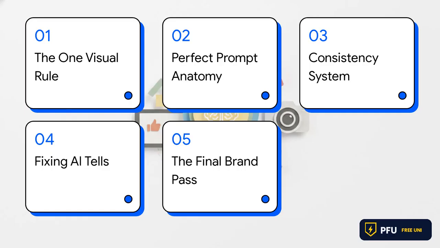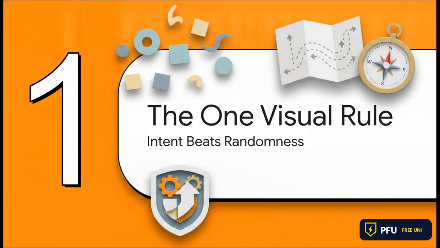So, here is our blueprint to take you from amateur AI slop to a professional visual set. We're going to hit number 1, the one visual rule. Number 2, the anatomy of a perfect prompt. 3, the consistency system. 4, fixing those obvious AI tells live. And finally, number 5, the final brand pass. Let's kick things off with Section 1, the one visual rule.